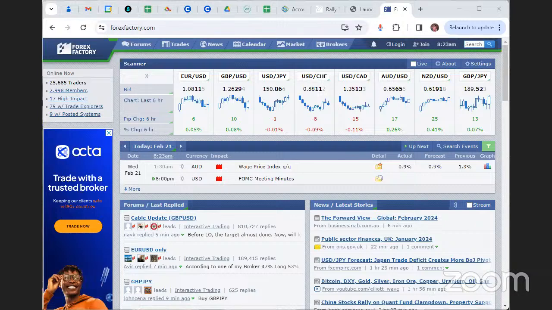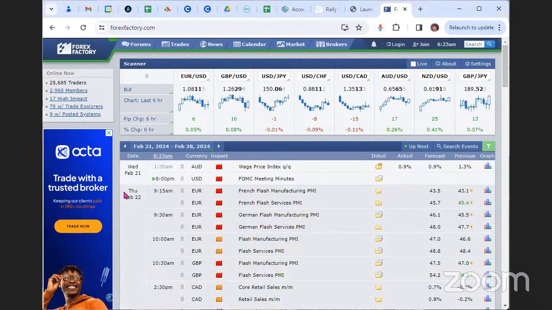So briefly, we're going to look at the fundamentals for today, Wednesday, the 21st of February. My Forex Factory chart is already filtered by only high impact news. So we can see that the major news we'll be expecting today is the USD FOMC meeting minutes. And we all know what this news entails.